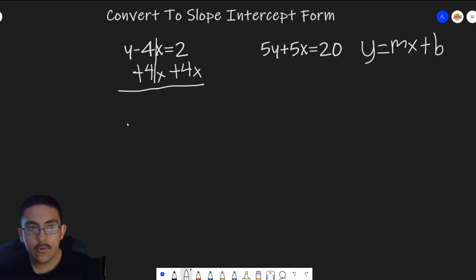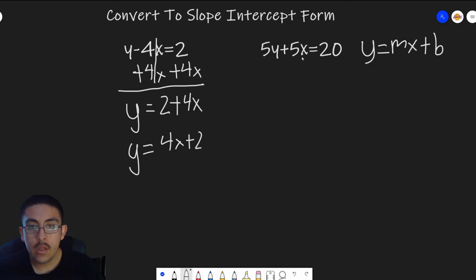And then these two will cancel. We'll get y equal to 2 plus 4x. And this is pretty much in y-intercept form, but I like to switch things around so it looks exactly. And this one's a little bit more difficult, but the concepts are the same.